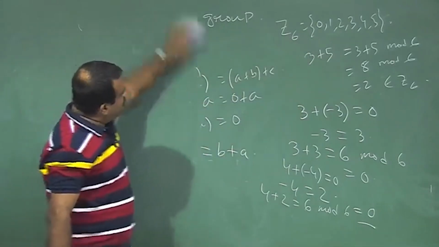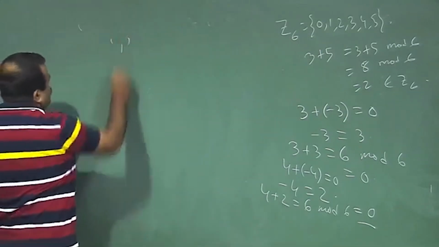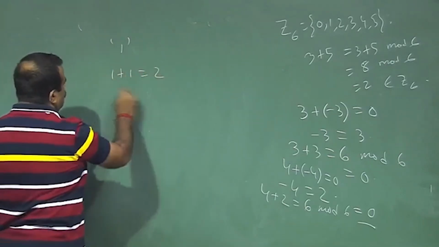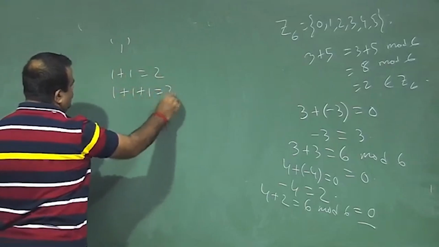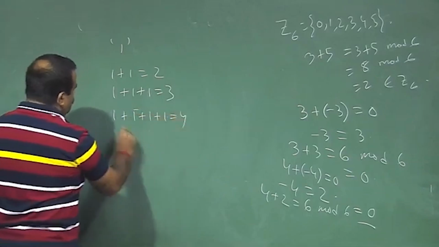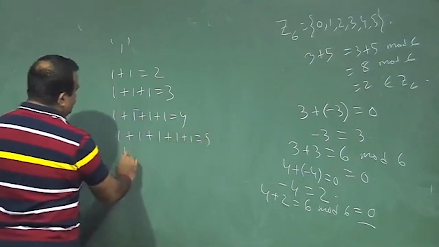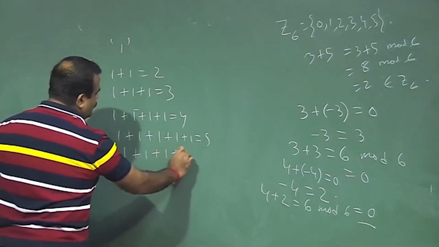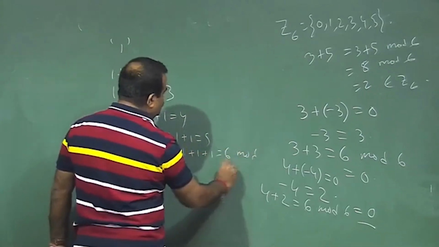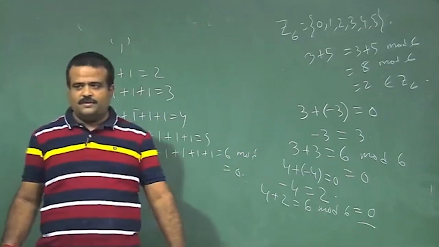So who is the generator for this? We can check that 1 is the generator, because 1 plus 1 will give us 2, 1 plus 1 plus 1 will give us 3, like this. 1 plus 1 plus 1 plus 1 is 4, then 5, then 1 plus 1 plus 1 plus 1 plus 1 plus 1 is 6, and 6 mod 6 is basically 0. So 1 is generating all the elements. So 1 is the primitive element.